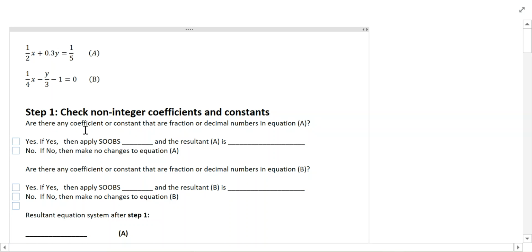So step 1: are there any coefficients or constants that are fraction or decimal numbers in the equation? Then definitely it's yes. So if yes, then we apply SOLBS on A. So for A, we need to think about this. This is 0.3, right? We can times 10. Then this times 10 will become 5. This 1/5 times 10 becomes 2. So times 10 definitely will work.